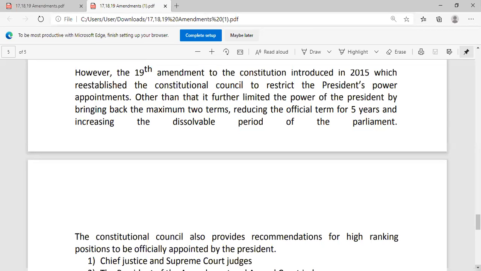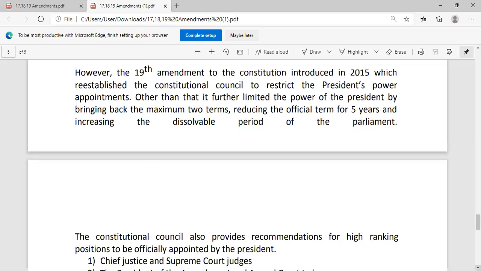And increasing the dissolvable period of the parliament. What does that mean? If you remember, even in the original constitution, guys, the president could dissolve the parliament whenever he wanted, as I told you. Like, he can wake up one morning and decide, you know what, I feel like dissolving the parliament. That was allowed. If you remember, there were two restrictions. One is if there's an impeachment motion included in the agenda, you can't dissolve. The other restriction was if the parliament hasn't completed 1 year. Until the parliament completes 1 year, the president could not dissolve the parliament.